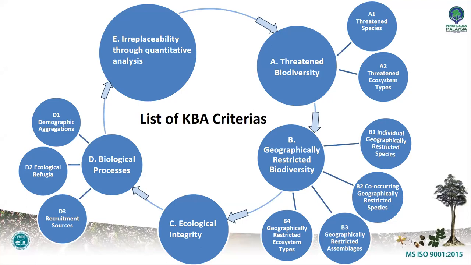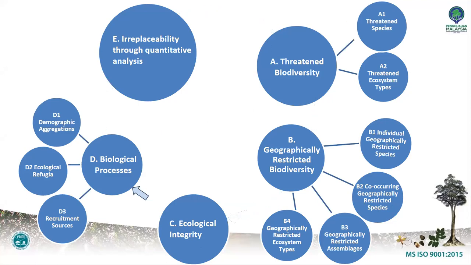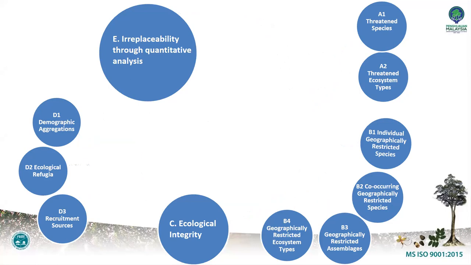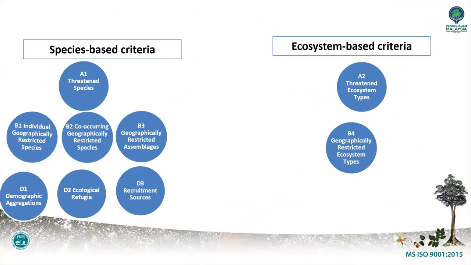Secara total, ada 11 kriteria yang telah digrupkan kepada 5 high level kriteria, A sampai E. Jadi kriteria-kriteria ni boleh diklasifikasikan kepada dua bahagian, iaitu species based criteria dan juga ecosystem based criteria. From here onwards, saya akan fokus more kepada species based criteria untuk emphasiskan komponen herpetofauna.